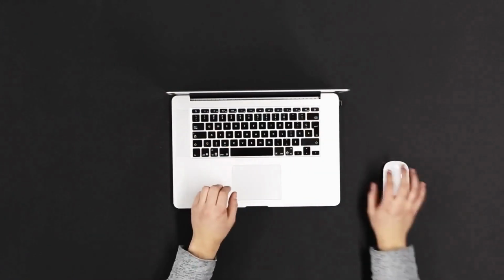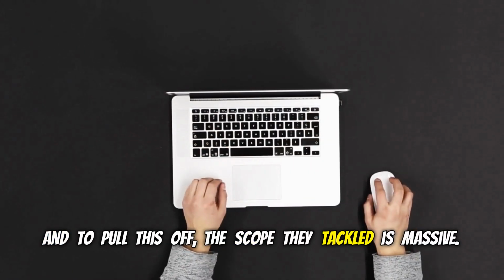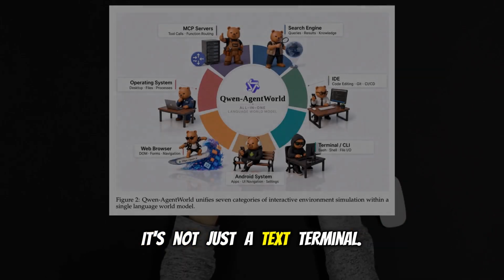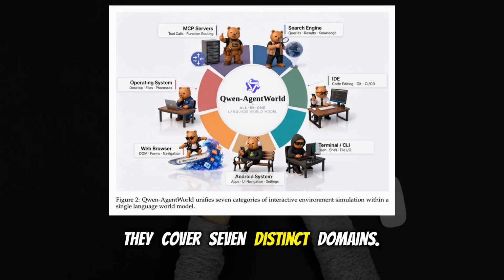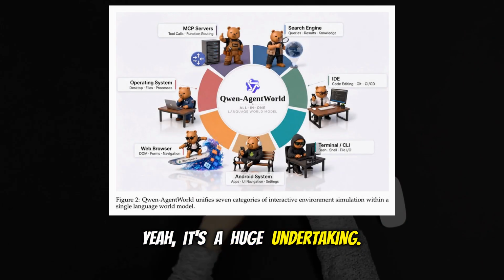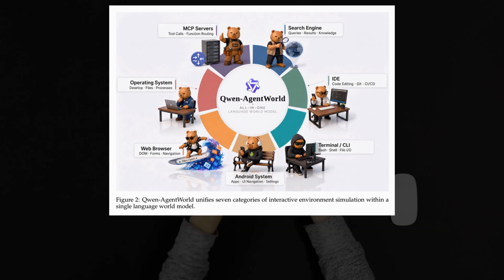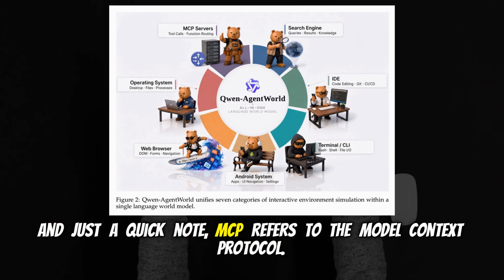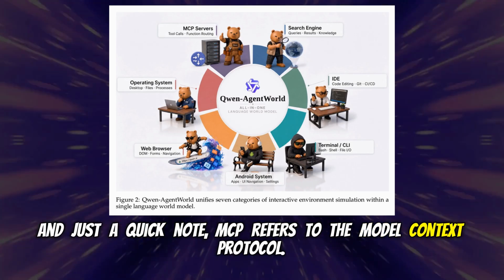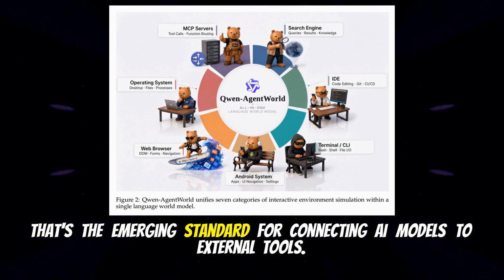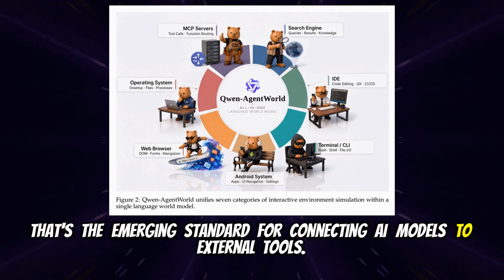That's insane. And to pull this off, the scope they tackled is massive. It's not just a text terminal. They cover 7 distinct domains. Yeah, it's a huge undertaking. So for everyone listening, that's MCP, Search, Terminal, Software Engineering, Android, Web, and OS. And just a quick note, MCP refers to the Model Context Protocol. That's the emerging standard for connecting AI models to external tools.